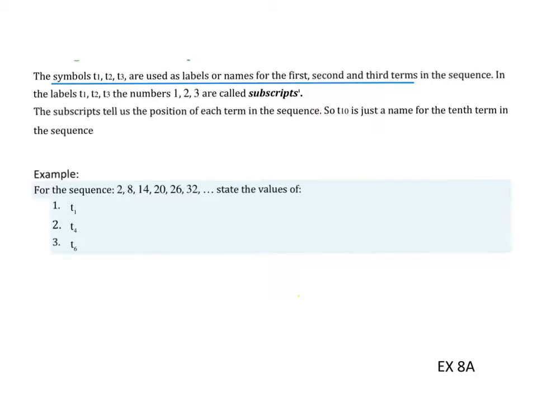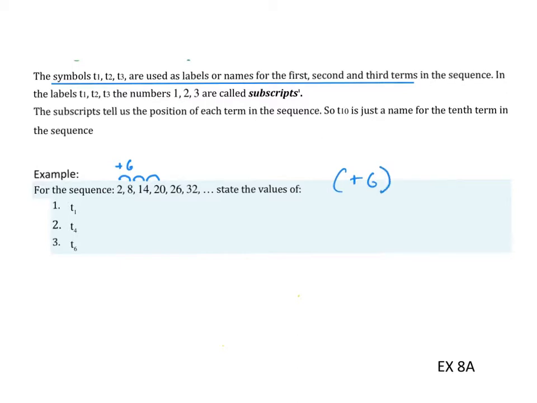So in this example here, it asks, for this sequence 2, 8, 14, 20, 26, 32, state the value of T1. So we're looking for the first term. Let's work out the pattern first. What's happening there? Are we timesing or are we adding? Well, I think I can see that we're going to add on 6 to get 8, add on 6 to get 14, adding on 6. So the rule really is just to plus 6.